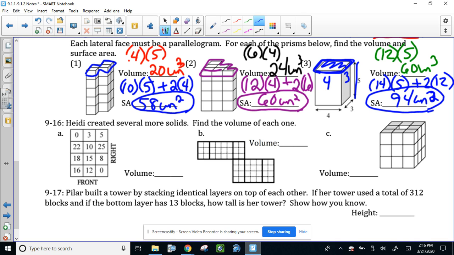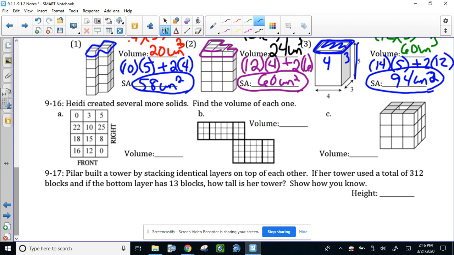All right, so for the last little bit of this video, we are going to look at some more volume and some shortcuts and things that we could do to find volume. So we have, looking at this, Heidi created some more solids, and we want to be able to find the volume of each one of these. The first one here, we've got a mat plan that's slightly larger. However, the nice thing about a mat plan is that it does tell us all of the numbers we need. It tells us how many bricks are shown in that whole shape.